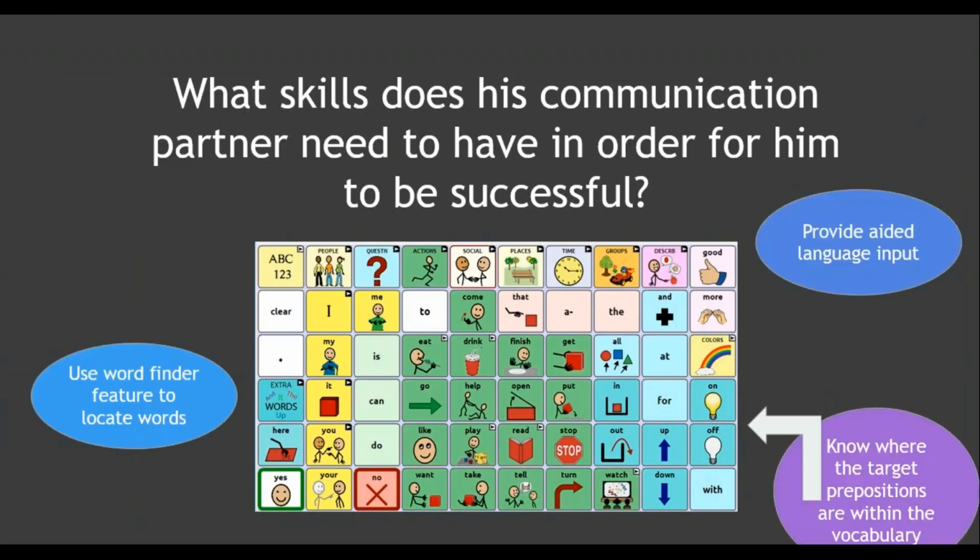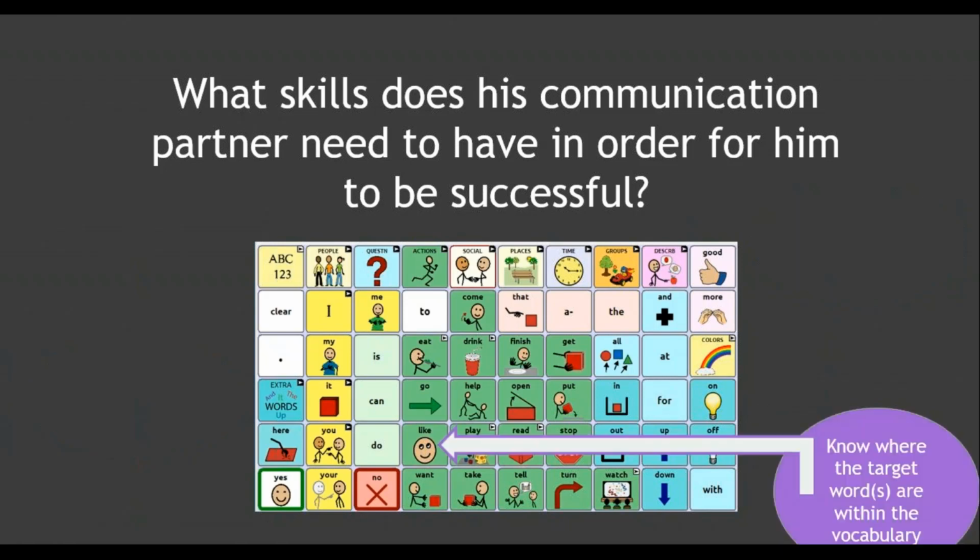So when we write goals, we really need to think about not only the goals and the skills of the individual using the device, but also those who will be working with the individual. So for this first objective, using prepositions, the communication partner may need to know where the words are in the vocabulary. And if they don't know, they can learn where they are using a word finder feature to help locate those words. And since the objective includes given aided language input, the communication partner needs to know what that includes. And going back to the question earlier, minimal or moderate support, they need to know what that means.